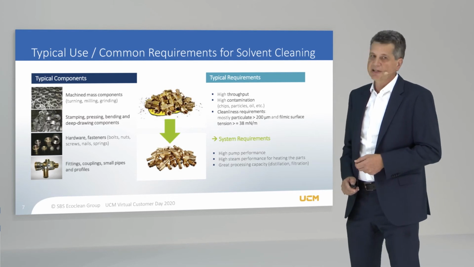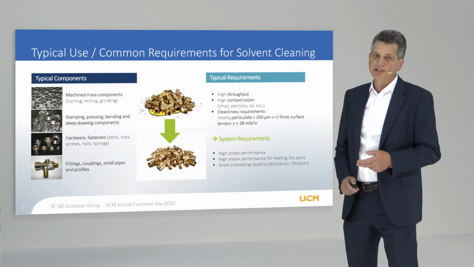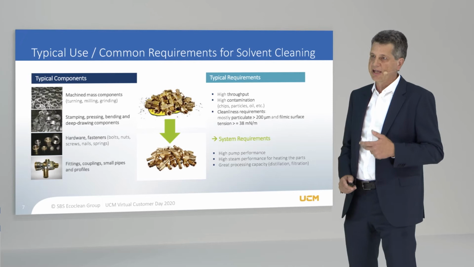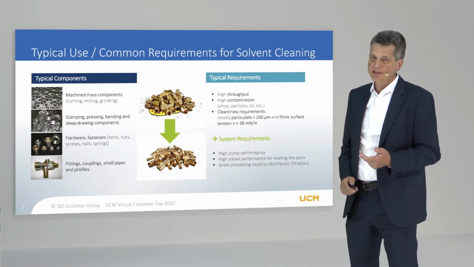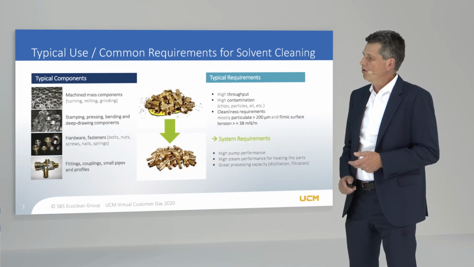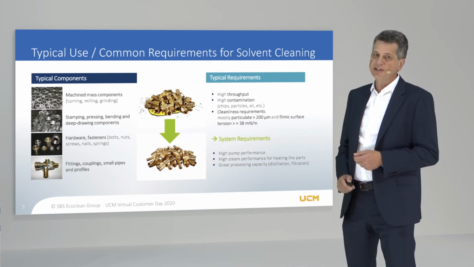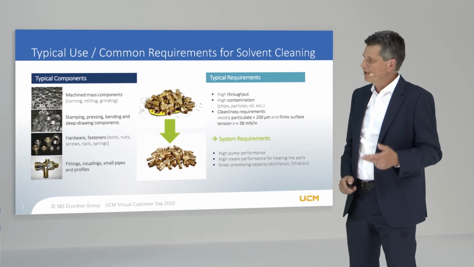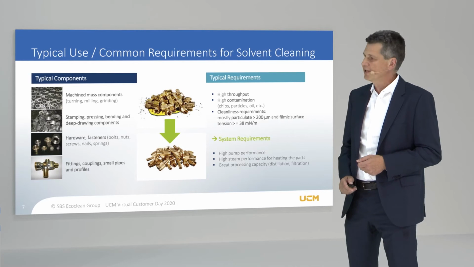What does that mean in regards to the system? The system needs to be able to be fast. That means you need pumps with a high pump rate. You need a high energy of vapor in order to heat up the parts fast. And you need a high regeneration capacity to keep up with this high volume of contamination that you take in such machines.